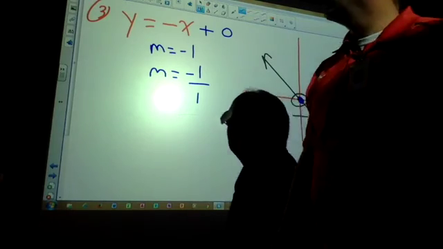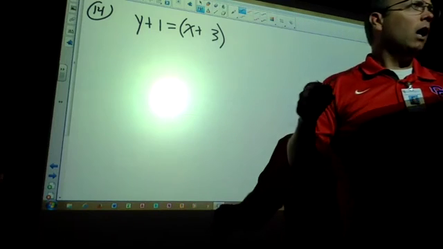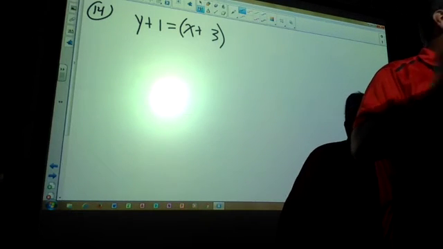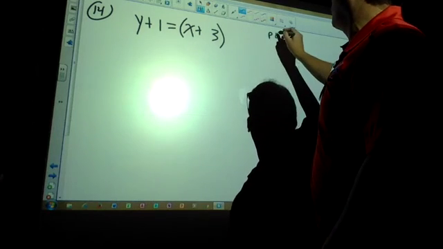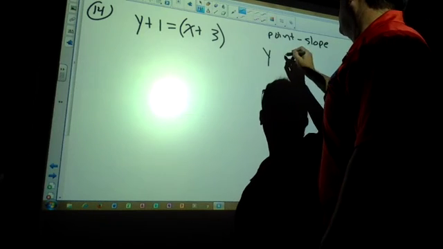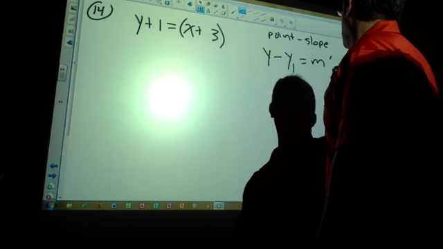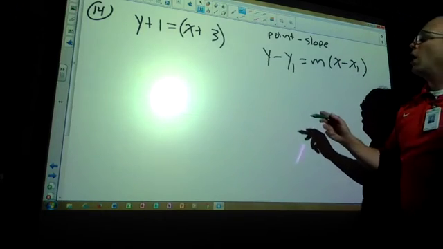What does number 14 say? Y plus 1 equals x plus 3, with x plus 3 in parentheses. Okay. They want us to use point slope form on this? Is that what it says at the top? Yes. Okay. So let's think about what this means. Y minus y1 equals m times x minus x1.